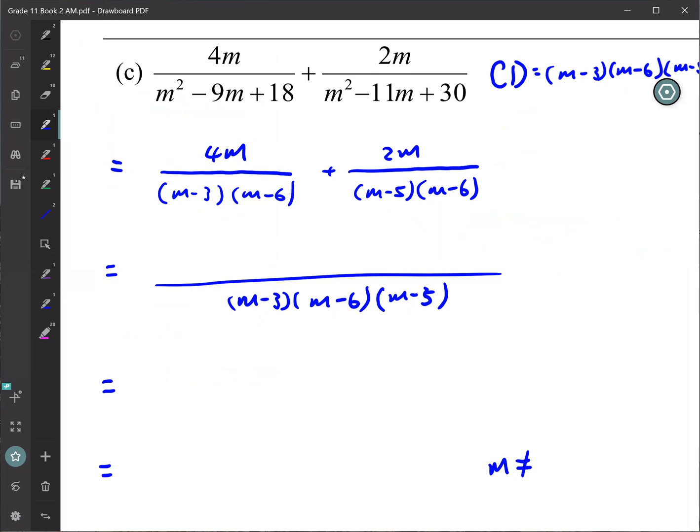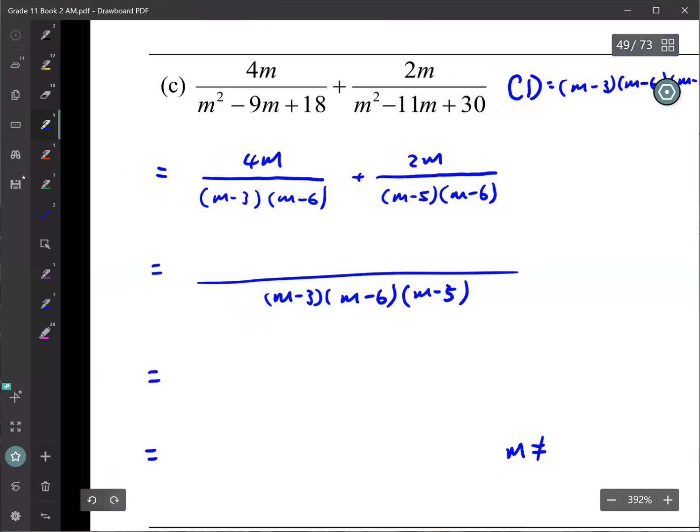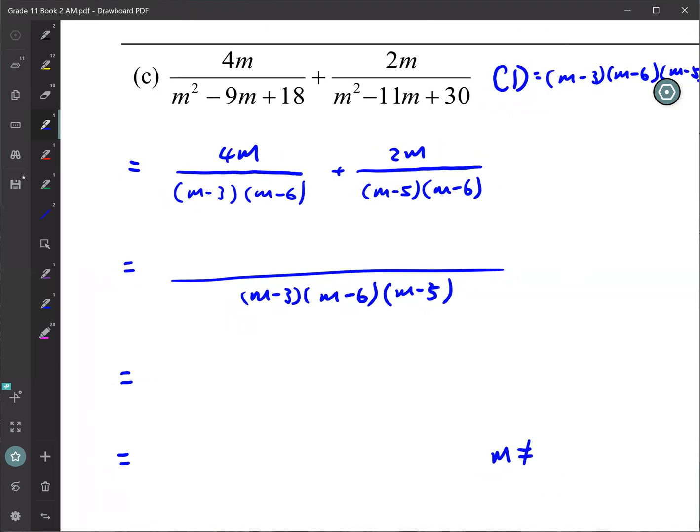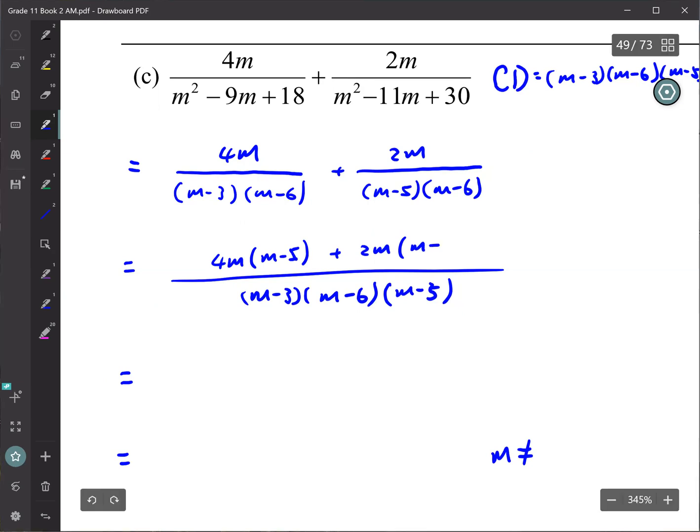Okay, let's go over C first. So can you tell us what you got on the numerator for the second line here? Aaron? 4m bracket m subtract 5, and then you add 2m multiplied by m plus 3, or m minus 3. Minus 3, yeah, very good. Okay.